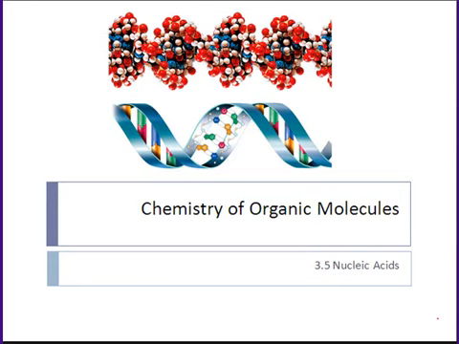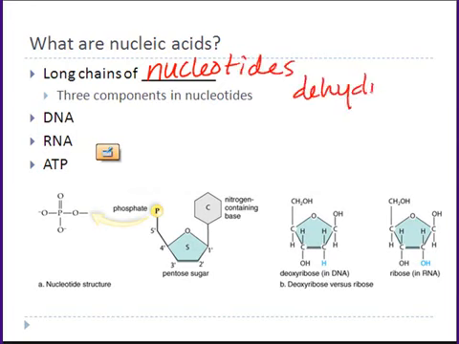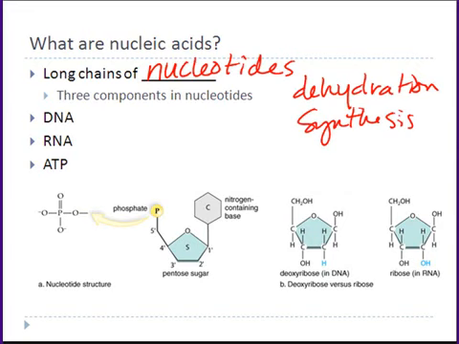Our last lecture on organic molecules deals with nucleic acids. These are the molecules that make up things like DNA and RNA, which I'm sure you've heard of. Nucleic acids are basically long chains of nucleotides joined together via the process of, you've heard it before, dehydration synthesis. So when I join two or more nucleotides together, I'm creating a nucleic acid.